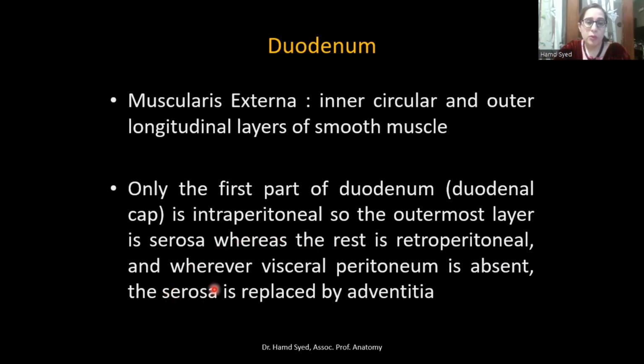I told you before, the serosa is the mesothelium. That means the layer consists of flattened cells. And adventitia, in contrast, is the layer of loose fibrous connective tissue.